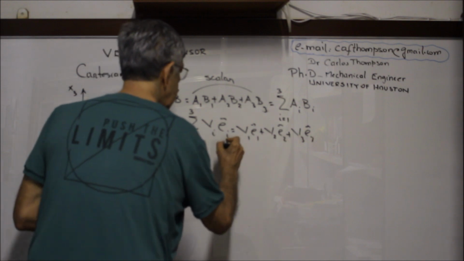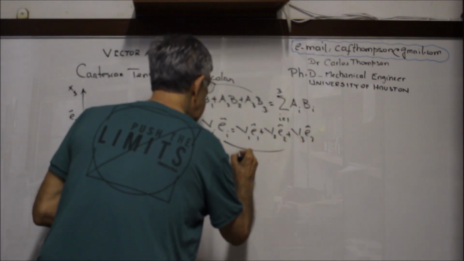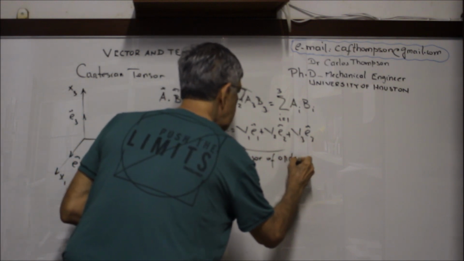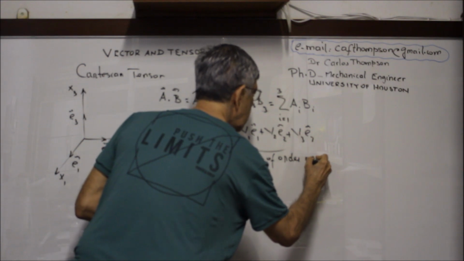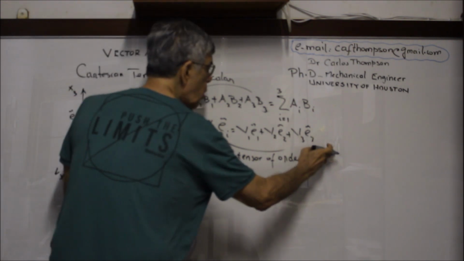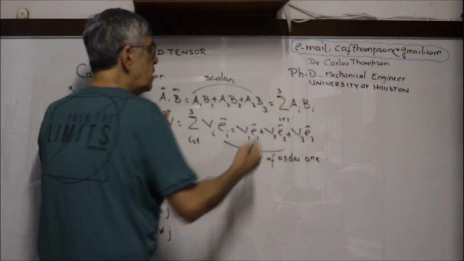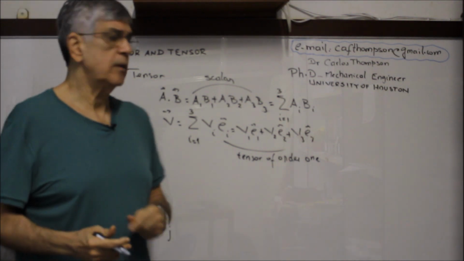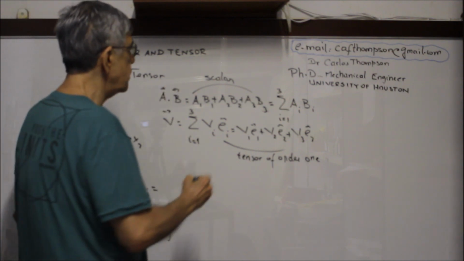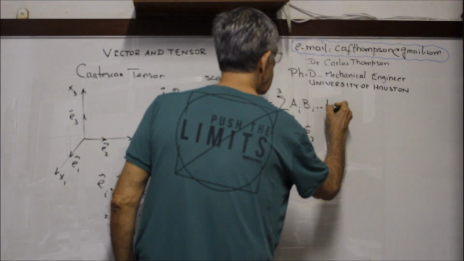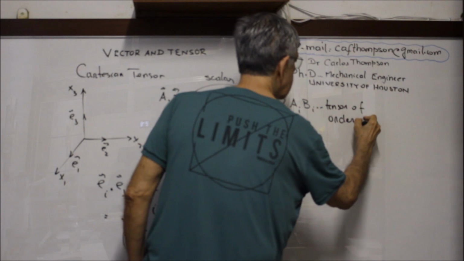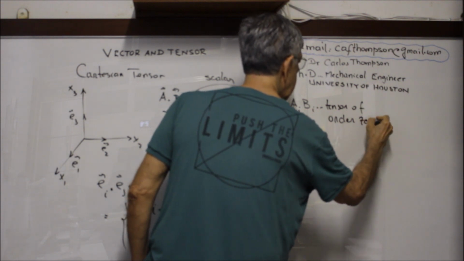So this we say is a tensor of order 1. So a vector is a tensor of order 1, and a scalar like temperature and mass, they are scalar quantities. We say that they are a tensor of order 0.